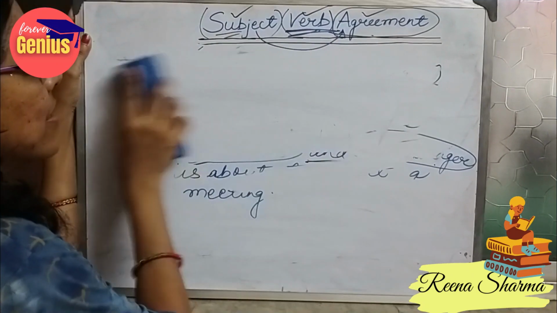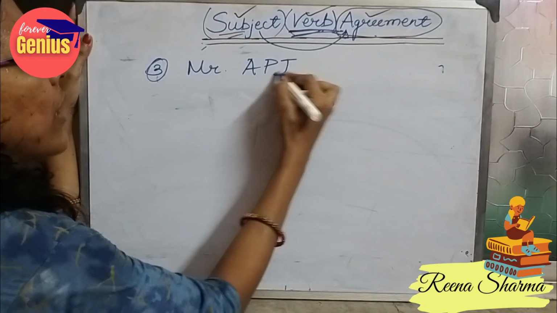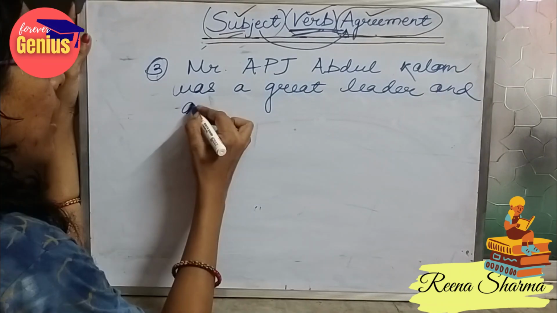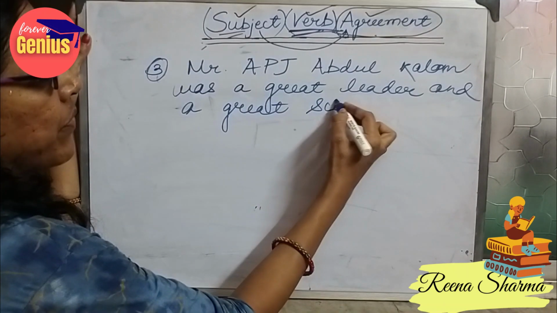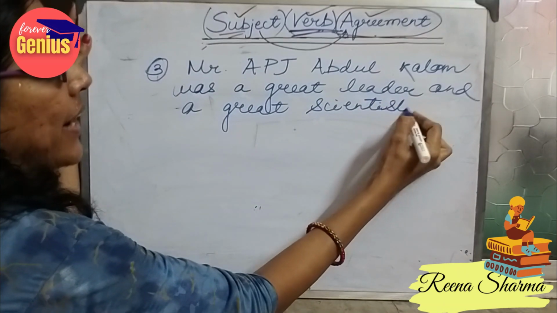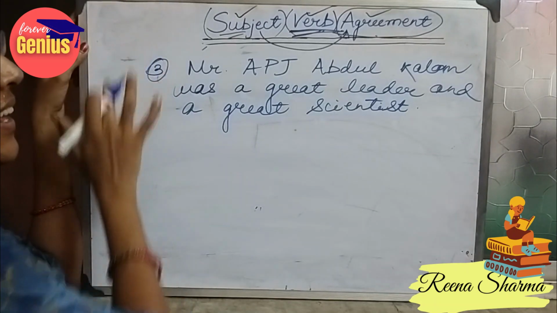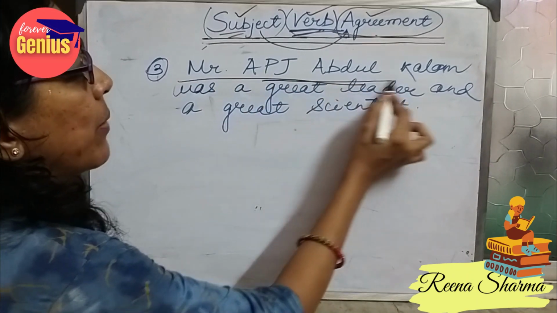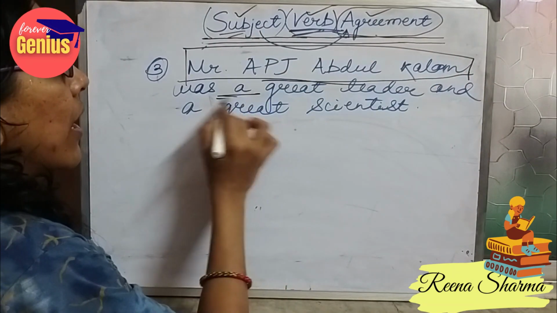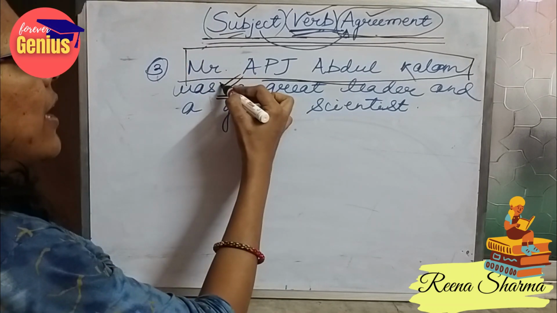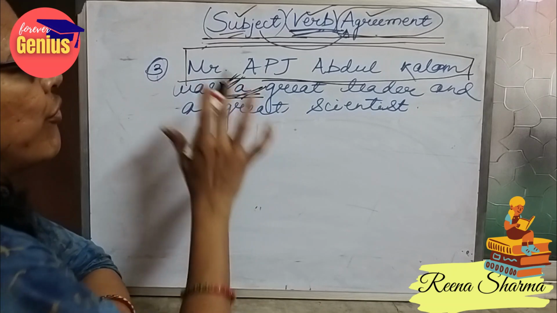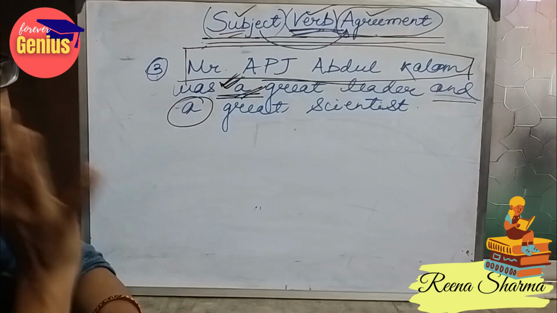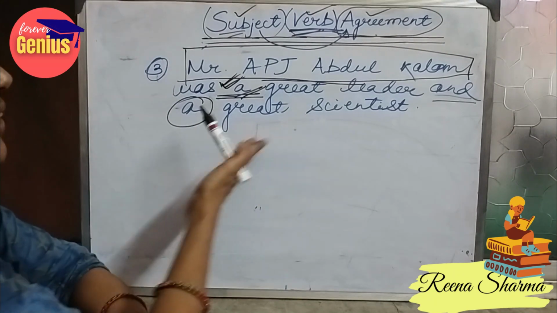Take some more examples. Mr. APJ Abdul Kalam was a great leader and a great scientist. So, can you identify and say that there is an error in the sentence? What is the error? Mr. APJ Abdul Kalam is a single person, was a great leader, means a. We are using the article a for singular form. And again after and if I write a, means I am again considering a different person as a great scientist.